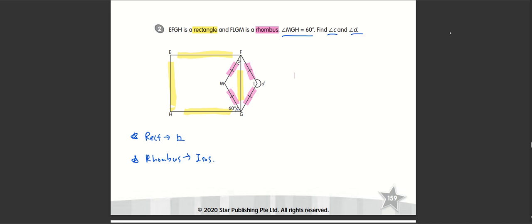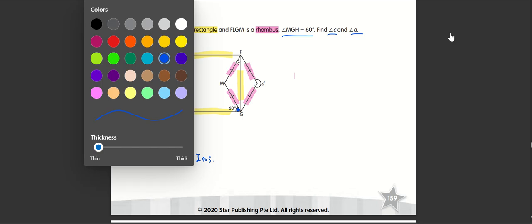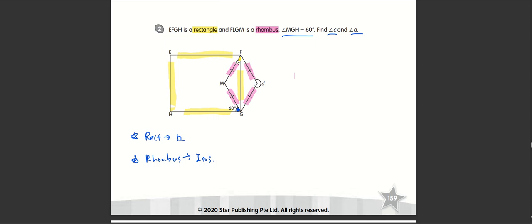I'm going to color the angle MGH given here. This is 60 degrees. And then you have angle C, which is here, and angle D, which is here. Now, even though I'm coloring the space here, you should know that when we're talking about angles, we are referring to a turn like this. But I'm coloring it so that you can see a bit better.